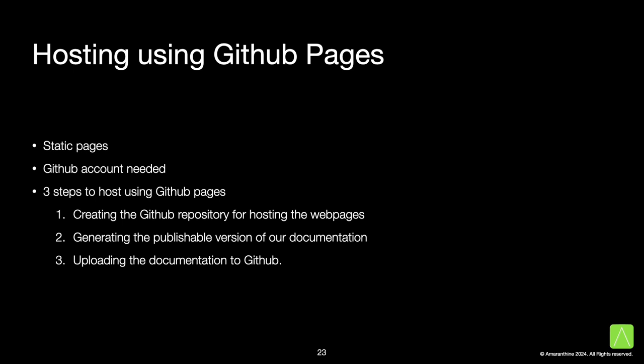GitHub offers a simple way of hosting static web pages. This feature is appropriate for our documentation. In order to host static pages on GitHub, you will need a GitHub account. You can create one for free if you want. There are three broad steps involved in hosting our documentation web page on GitHub. The first is to create the GitHub repository for hosting the website. Next, we will need to generate the publishable version of our documentation. And finally, we will need to upload the documentation to GitHub. Let's look at these three steps in detail.